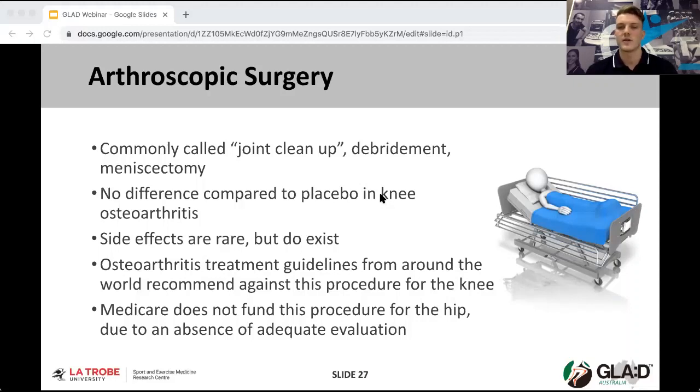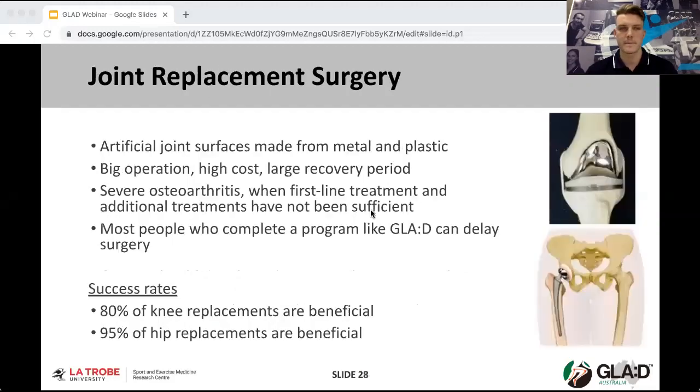factors. So the age of patients in these studies is 35 years and older, so not just older people as well. And any surgical procedure has risks which must be considered. In the knee, guidelines all around the world recommend that arthroscopic surgery should not be performed for people with knee OA. And in the hip, there is much less guidance at this point in time.